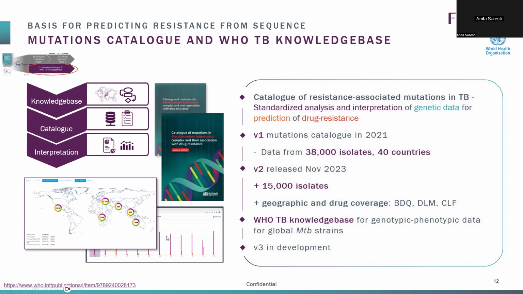So all of the resistance data, and hence all of the sample data and the data from TB samples, both culture results as well as the correlated, associated sequence results. I won't bore you with all the details. Again, we've now had 2 fabulous publications. We have the version 1 catalog in 2021, and I'm happy to say version 2 was released at the end of last year. Essentially, what you need to know is that this is a catalog of all the resistance-associated mutations in TB.